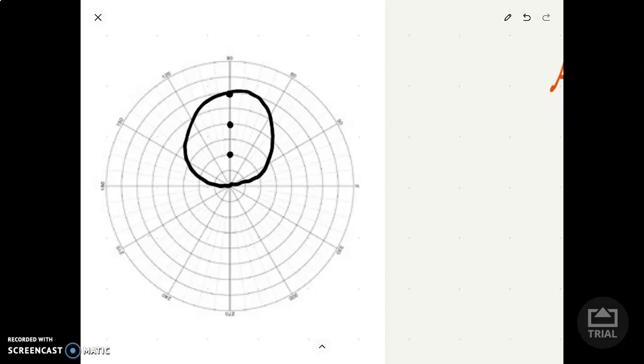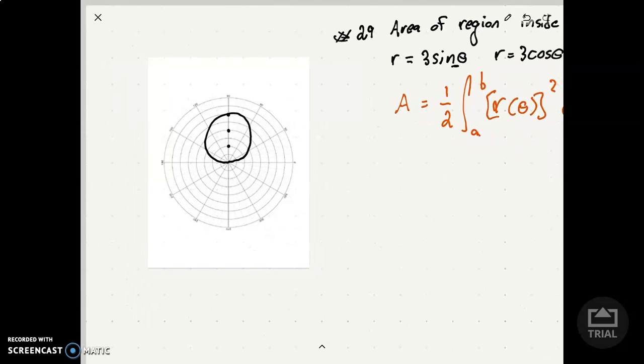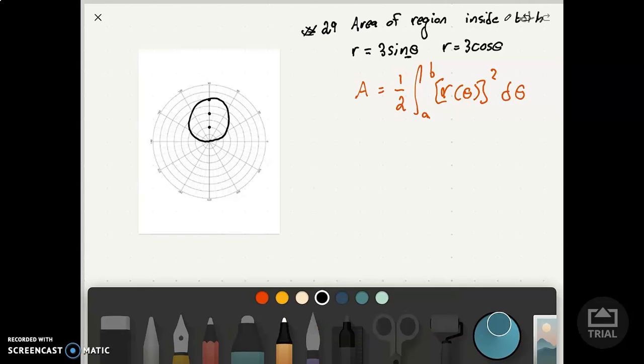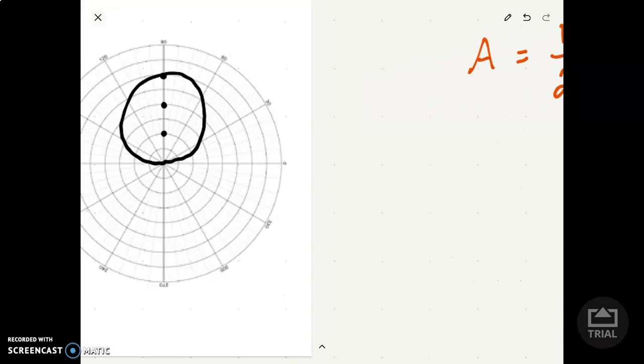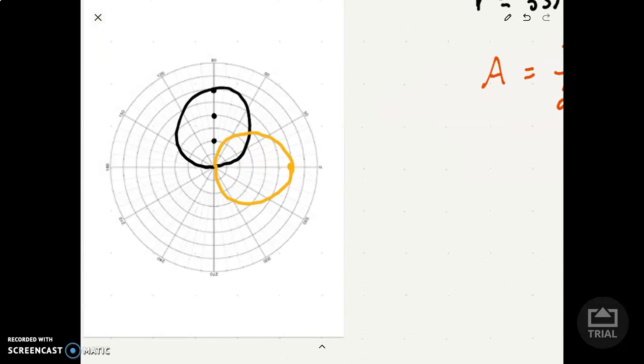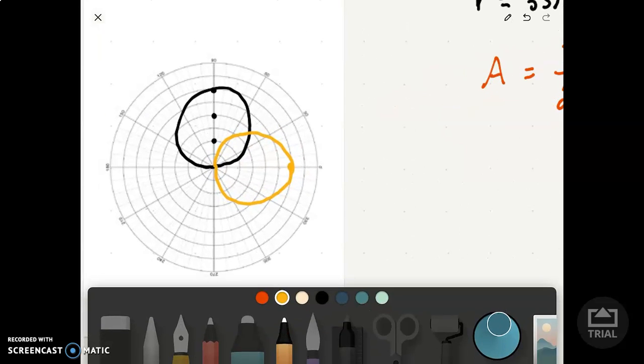And then for the other one, 3 cosine theta. You could plot the points and all that, but it's also a rose, and when it's some coefficient times just cosine theta, it amounts to the same thing, except that it is here. They're both supposed to be of distance 3, so let me adjust that slightly. Okay, so that's the idea. And the region is this thing right here.